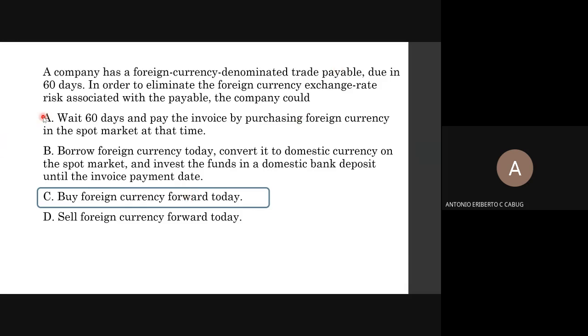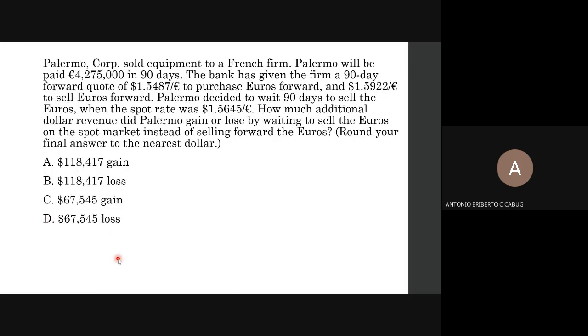Kung gagawin mo ang A, parang wala kang ginawa. No? Hihintayin natin kung ano yung spot rate, no? Yung magiging rate sa future. Kung ano man yun, yun na yun. E paano kung biglang tumaas? Edi mapapamahal sa local currency yung babayarin mo. No? Kung aaralin nyo si Letter Boy, dumodoble yung problema nyo. No? Kinonvert nyo sa currency ngayon, tapos ibalik nyo sa future sa foreign currency. Letter Boy will double your problem. So very good for not overthinking. The answer is C. As simple as that.